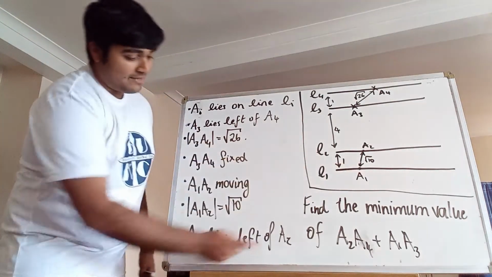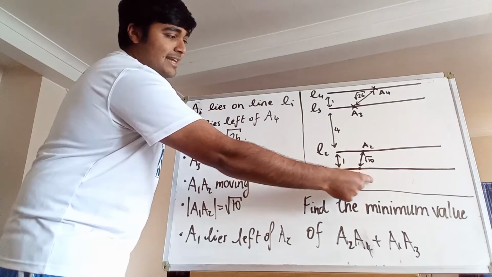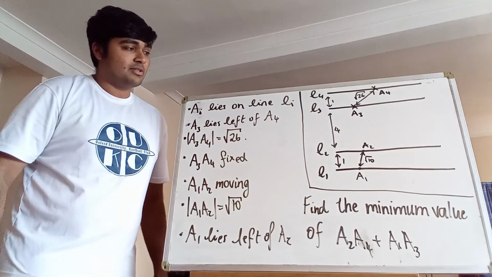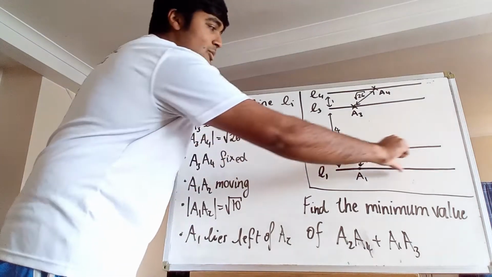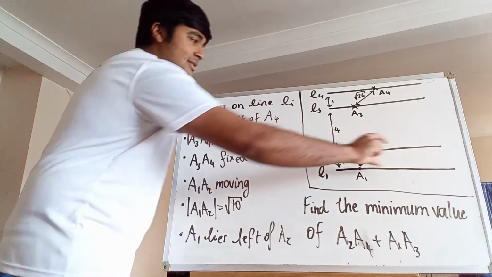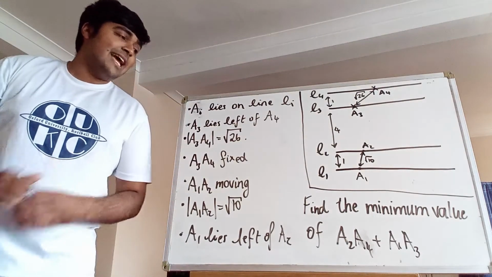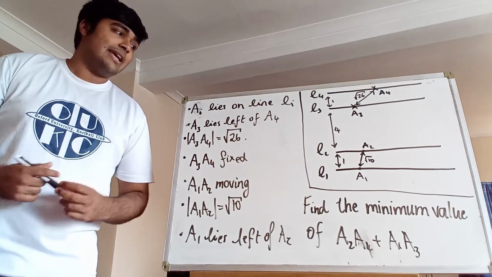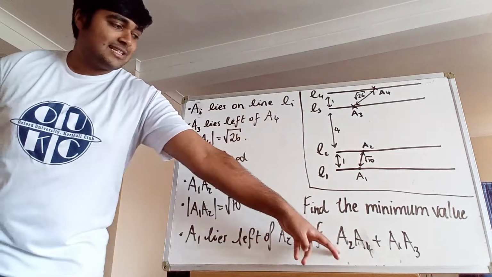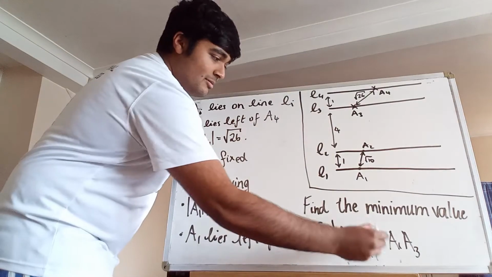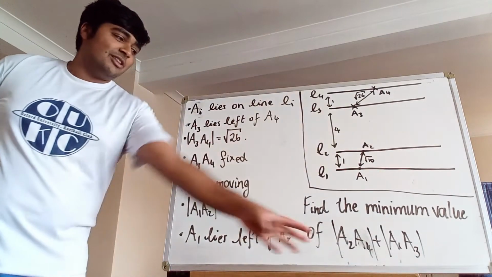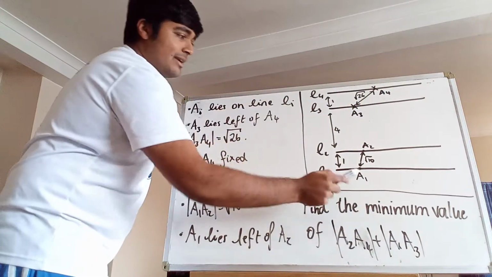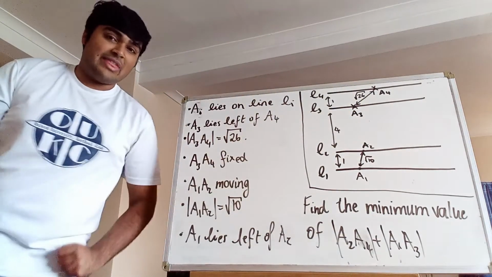We also have that A1 lies left of A2, so the x-coordinate of A1 is always going to be less than the x-coordinate of A2, such that the distance between them is root 10, but we're allowed to move this pair of points across like so. And the problem is we want to find the minimum value of A2A4 plus A1A3. So the distance between A2 and A4, this guy, and the distance between A1 and A3. What is the minimum value of their sum?